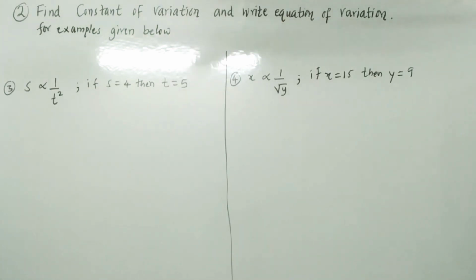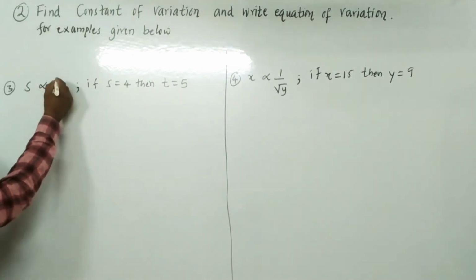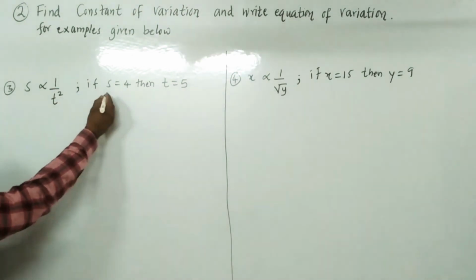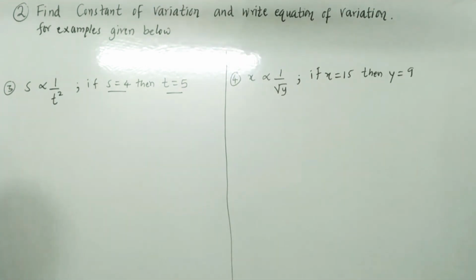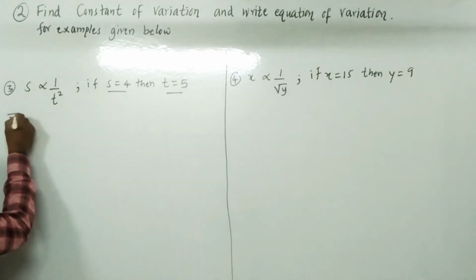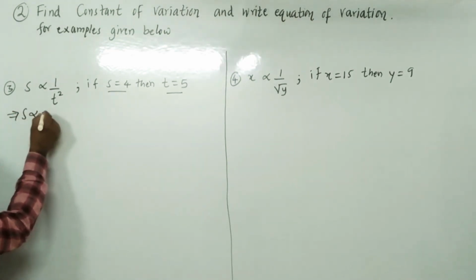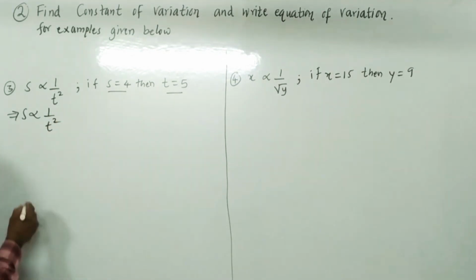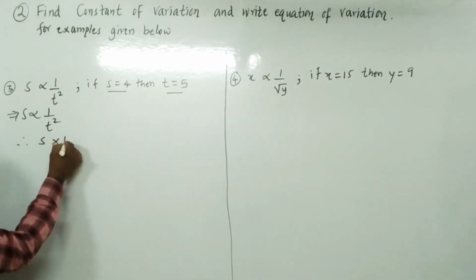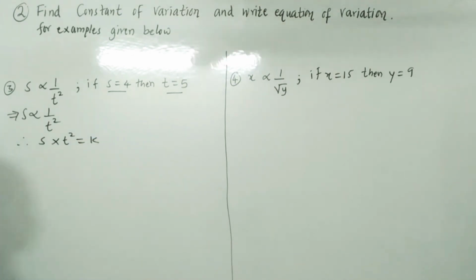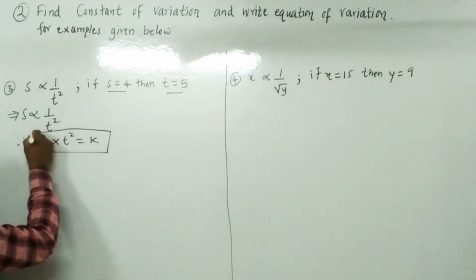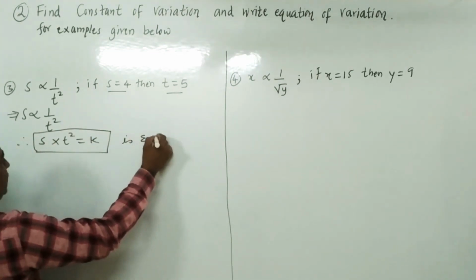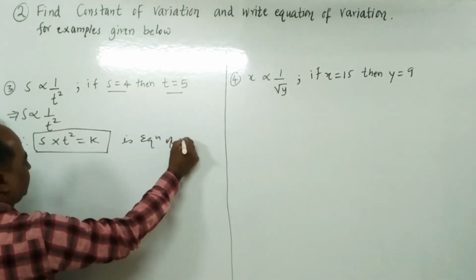Third example, s varies inversely to 1 upon t square. If s is equal to 4, then t is equal to 5. We have to find the constant of variation and the equation of variation. Thus, s varies inversely to 1 upon t square. Therefore, s into t square is equal to k, where k is the constant of variation and this is the equation of inverse variation.